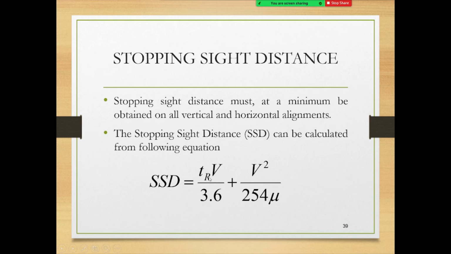Please note down in your notes, TR is total reaction time. It is 2.5 seconds. Remember, if you get this question in the exam paper, they will not give you what TR is. You should know that. It's 2.5 seconds. And then this is the design speed in kmph. And this is the lateral friction factor. Please note down, lateral friction factor.